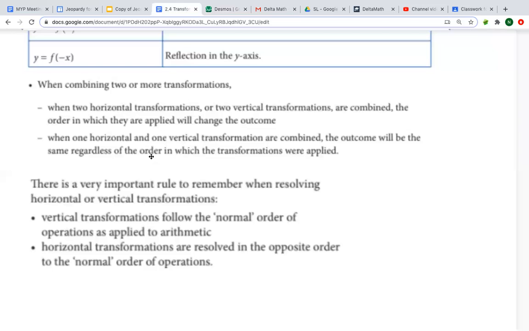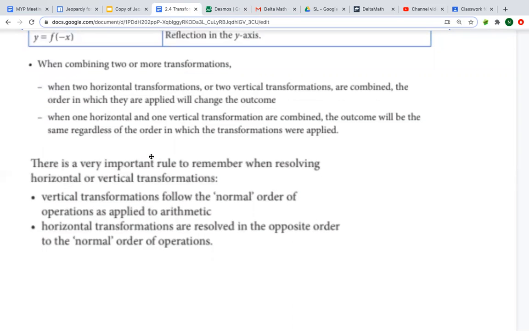However, if you have one horizontal and one vertical transformation, it's the same no matter which way you do it. So even if you did it in a different order, the result would come out to be the same.